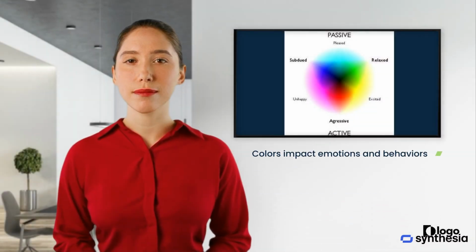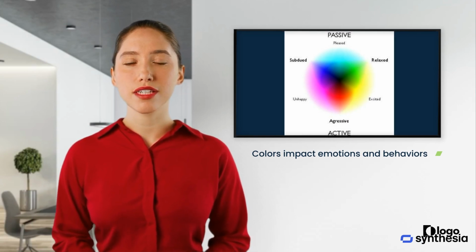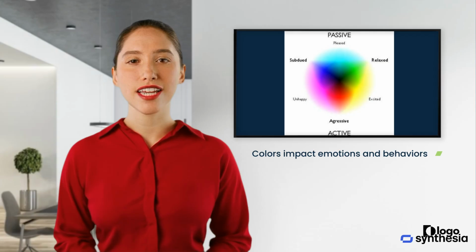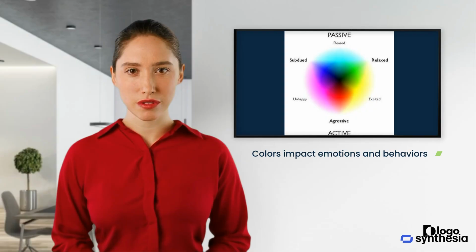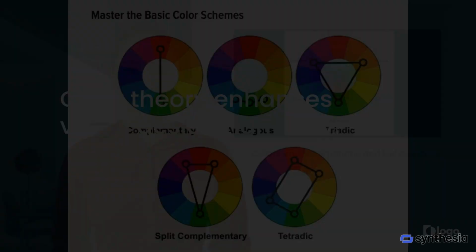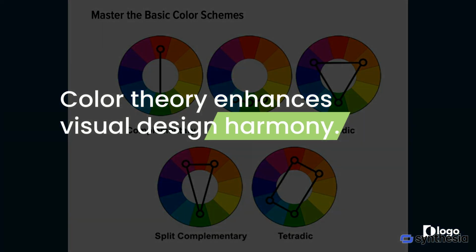Colors significantly impact our emotions and behaviors. For instance, blue often represents calmness, while red can evoke passion and energy. Understanding these associations helps in creating desired emotional responses in spaces. Color theory is crucial for creating harmonious and visually appealing designs.